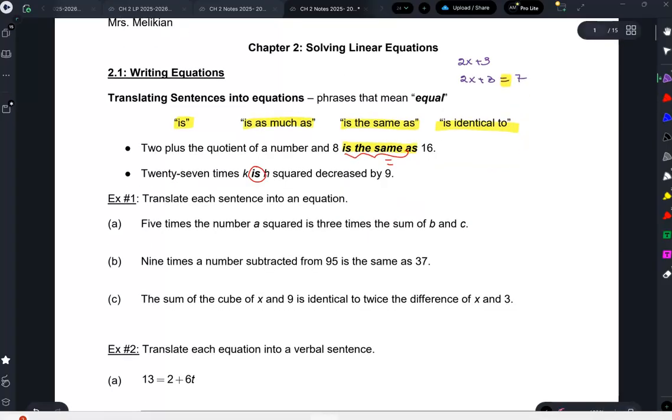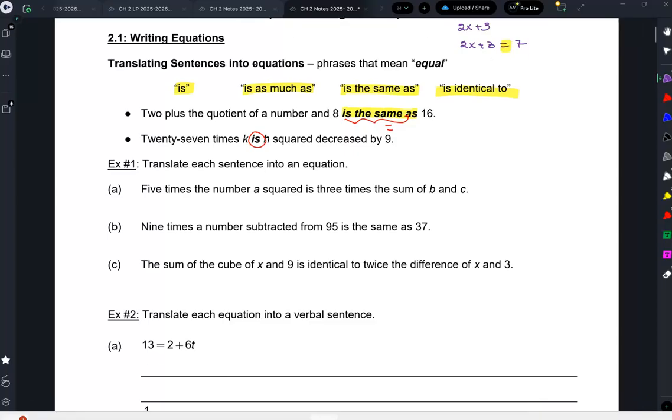All right, let's do this one. 5 times the number a squared is 3 times the sum of b and c. So here we have an is, right? Before that, I have 5 times the number a squared. So 5 times the number a squared is 3 times the sum of b and c, b plus c, right?